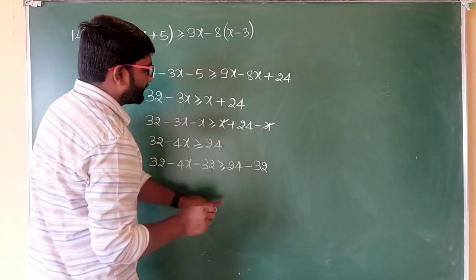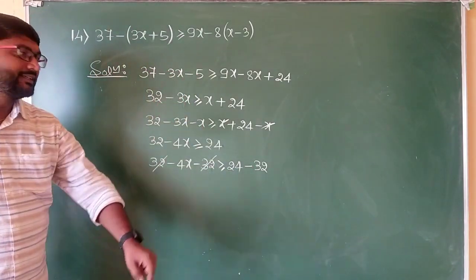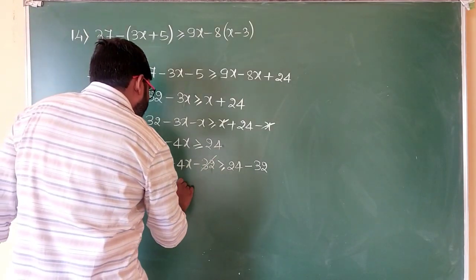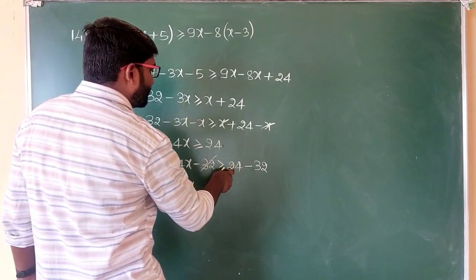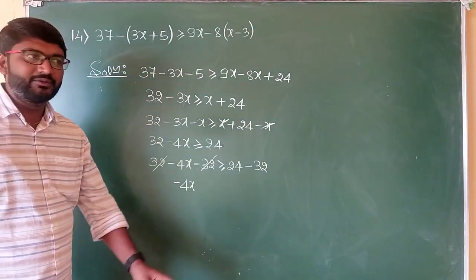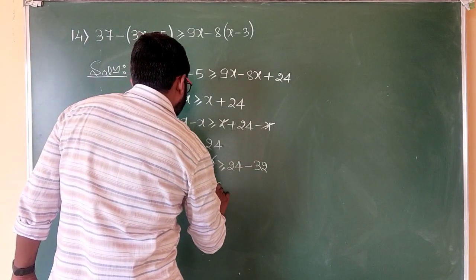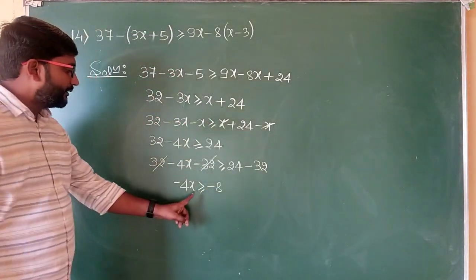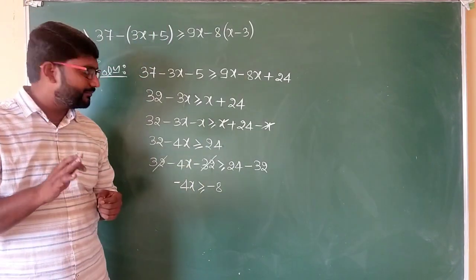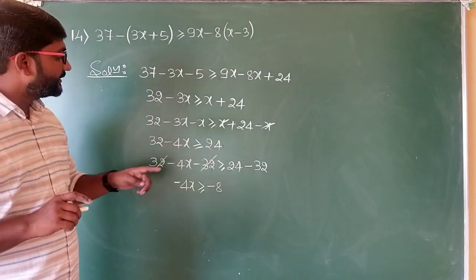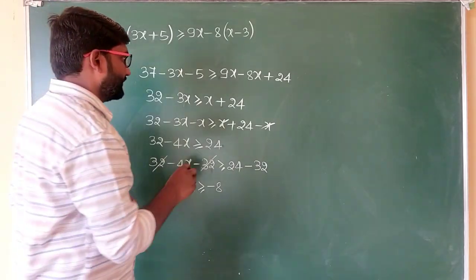So now see here, 32 and minus 32 get cancelled. Write minus 4x as it is, then here we have 24 minus 32 will give us minus 8. So greater than or equal to minus 8. So now we have to eliminate minus 4 here. So to eliminate that, we have to divide by minus 4 both the sides. Since you are dividing by the same negative number, the sign of inequality is reversed.